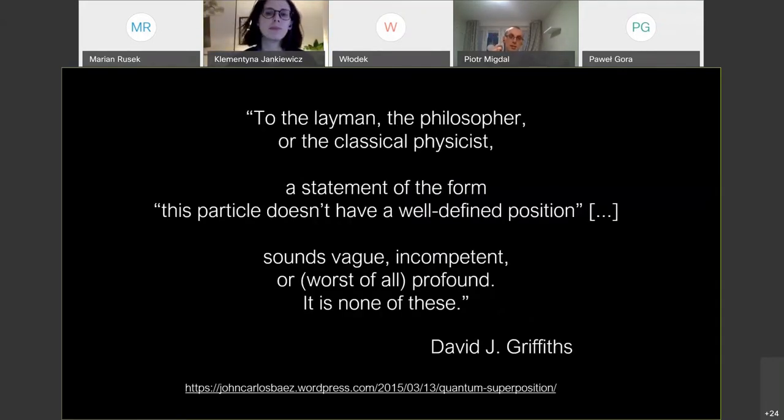And when it comes to my stance on these kinds of issues, it is very close to David Griffiths, author of one very popular textbook for quantum physics, who says that to the layman, the philosopher or the classical physicist, a statement of the form 'this particle does not have a well-defined position' sounds vague, incompetent, or worst of all, profound. But he argues that it's none of these. And I think each time you think there's something profound about quantum physics, it's a very bad angle. I know it's tempting, but every complicated discipline has many counterintuitive things, including classical Maxwell equations. I don't know if for any of you the Poynting vector is intuitive. But just because something is complicated, I don't think you should make it metaphysical.